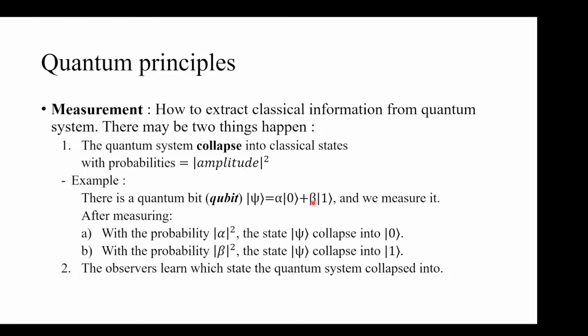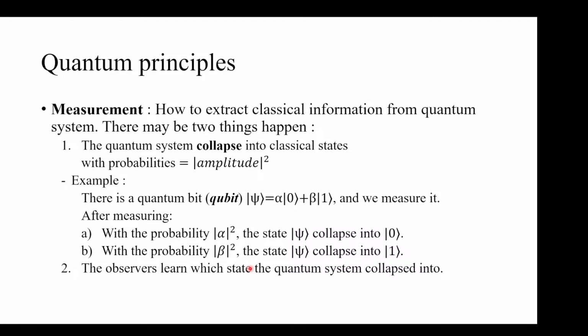For example, we have this state with amplitude alpha on 0 and beta on 1, and when you try to read the state, we say we do a measurement on it, and it collapses into either 0 or 1. It becomes a classical state, and it has alpha squared probability of becoming 0 and beta squared probability of becoming 1. The observer will learn it's 0 or 1, but the state just becomes 0 or 1, and it's never alpha 0 plus beta 1 again.